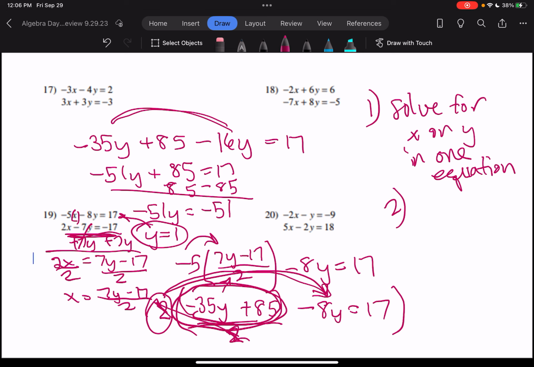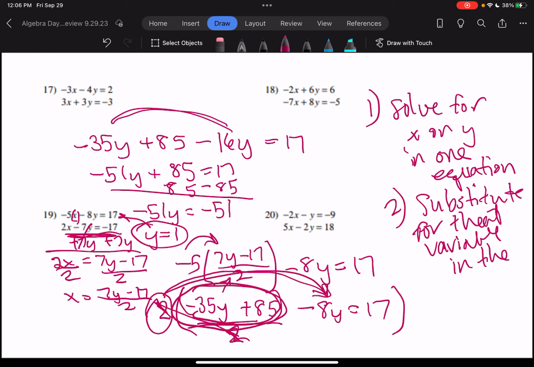Step 2, substitute for that variable that you solved for in the other. Then step 3, solve for the variable, and once you get that, whatever it equals, go plug it back into one of the other equations. It doesn't matter which one. Once you have an answer, an x equals or a y equals a number, you can go back and plug that into the original equation and see what you get for the other variable.